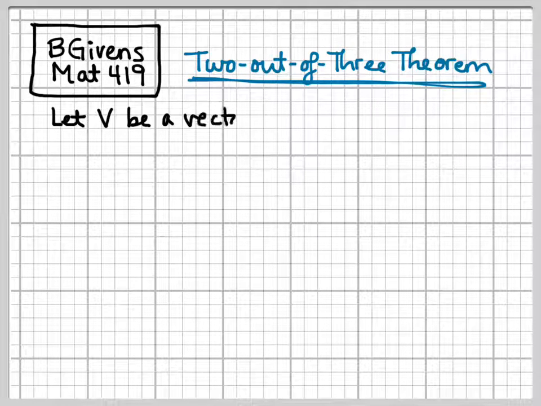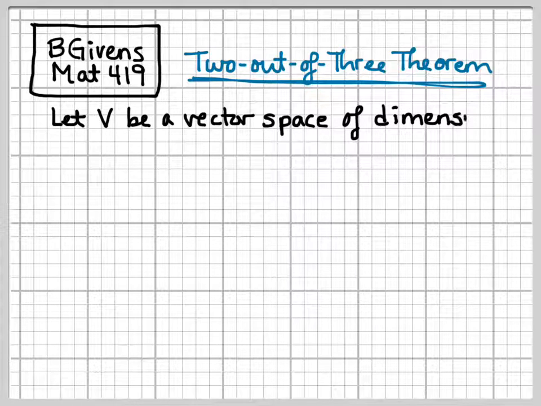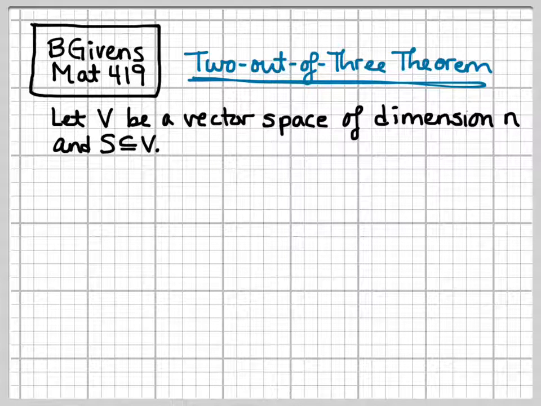The theorem says, suppose V is a vector space of dimension n, and S is a subset of V. Now you want to keep in mind that n has to be finite for this theorem to work, so when I say dimension n, that cannot mean dimension infinity. It has to be a finite number n.